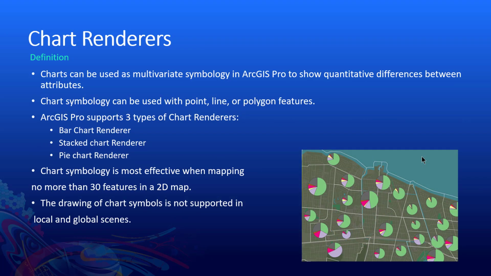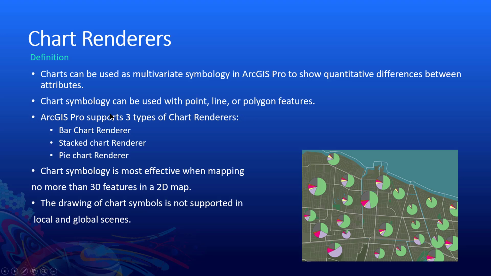Charts can be used to symbolize multiple attributes in your feature layer. This allows you to show quantitative differences between the attributes. For example, you can use the pie chart symbol to represent the ethnicity of a district in a city. Each section of the pie chart comprises one of the ethnicities. Chart symbols can be used with point, line, or polygon features.